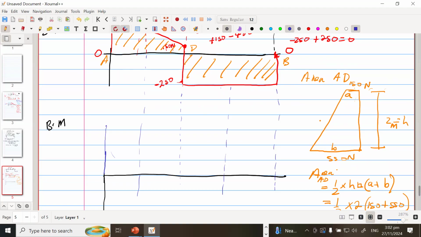So remember, you don't have to draw anything. So this is A and this is D. So it comes up to 700. So 700 is a parabola. It pops up right up here. Do you see that? So this point up here says positive 700 Newton meter.